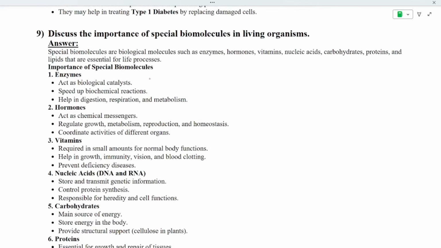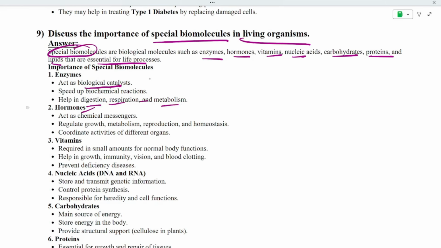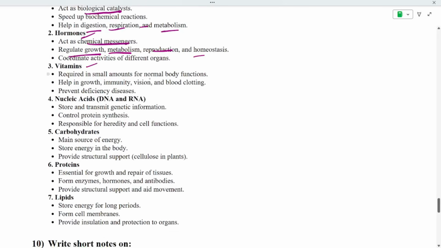Next, you can see discuss the importance of special biomolecules in living organisms. Special molecules such as enzyme, hormone, vitamin, nucleic acid, carbohydrates, proteins, and lipids, they are essential for life process. So that is called as special biomolecules. Okay, enzyme. It acts as biological catalyst, as we have discussed digestion, respiration, and metabolism. Hormones act as chemical messengers, regulates the growth, development, reproduction, homeostasis, and all. Okay. Next is vitamins. It is required in small amount for normal body function.